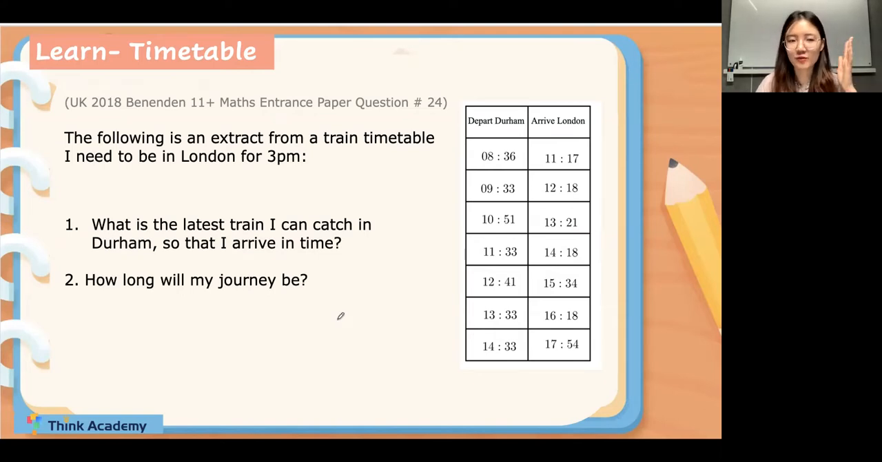And okay, for me, I need to be in London for 3 p.m. It means I need to arrive at London before 3 p.m., right? Otherwise, I will be late. Okay, so for now, let's see. This column shows the departure time, and this column represents the arrival time. So if I want to arrive at London before 3 p.m., can we choose this train?